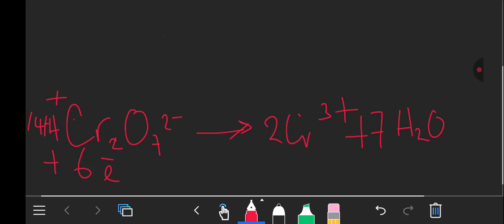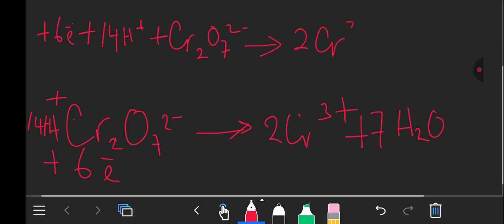So we're going to get plus 6 electrons, then plus 14 hydrogen ions, then plus dichromate ion, that is the charge. Then on the product side we have 2 chromium ion plus 7 water molecules. Okay, so that is the reaction we have.